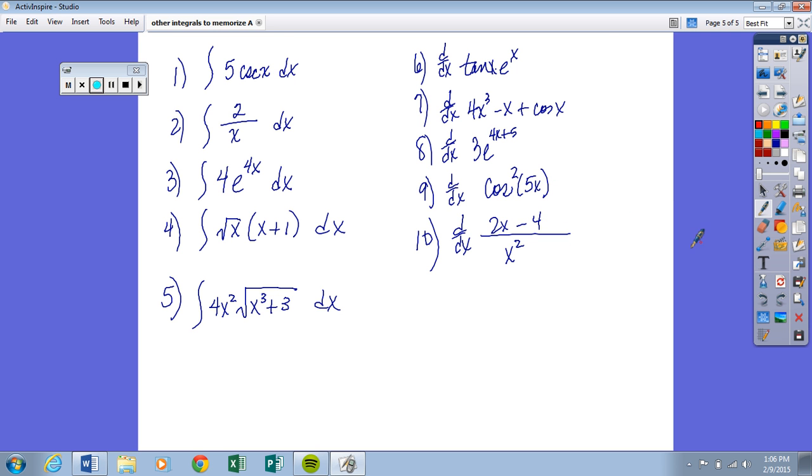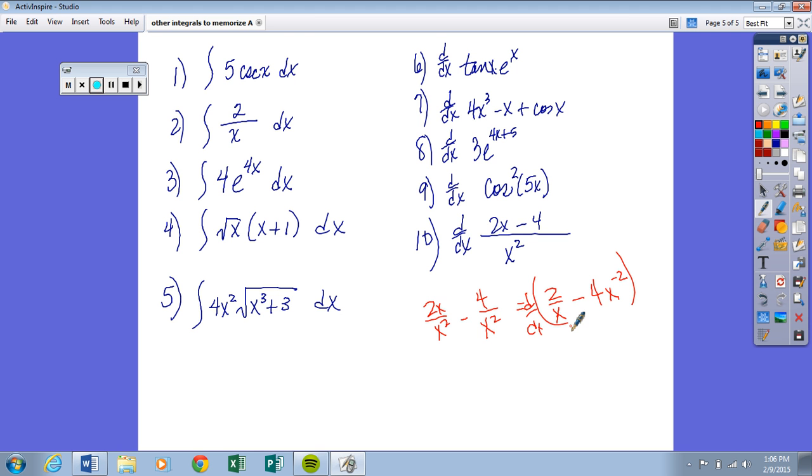Okay, and last but not least, it's a quotient. If you want to quotient rule, you go right on ahead. I'm actually not going to quotient rule this because I'm going to split it up kind of like we were doing on some integrals the other day. If it's easier to split up and do a power rule, then split it up and do a power rule. So this is going to reduce to 2 over x minus, you could think of it as 4x to the negative second. And now I'm just going to take the derivative of each of these, okay?